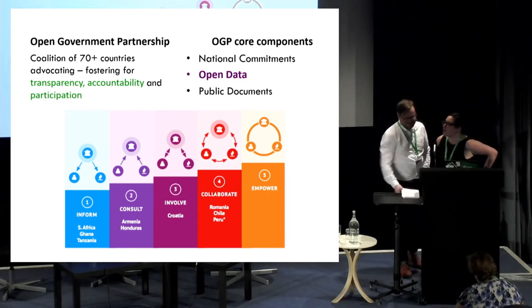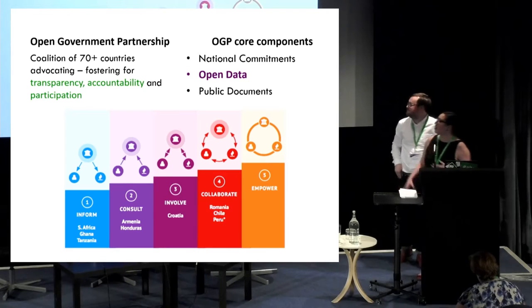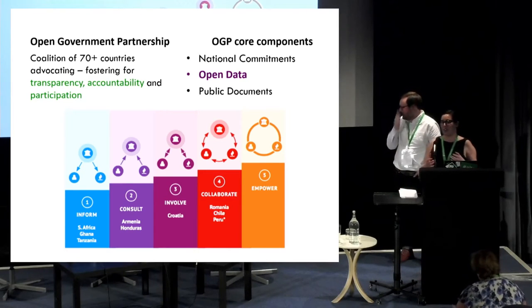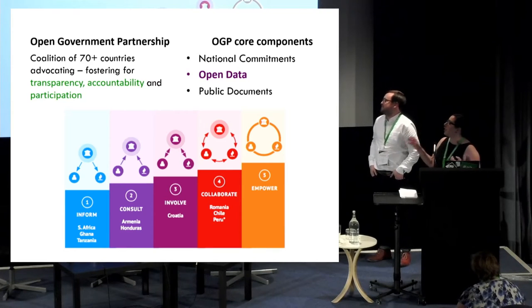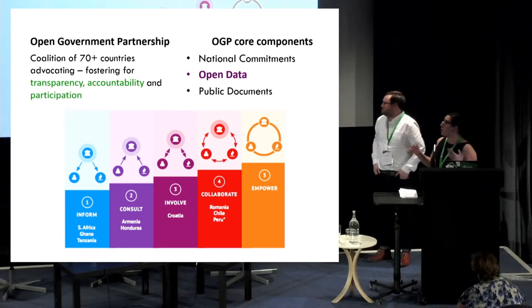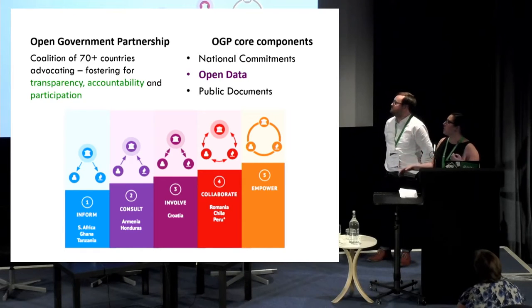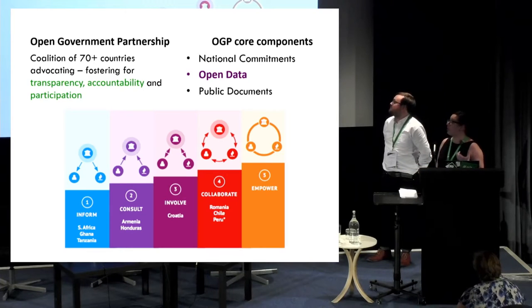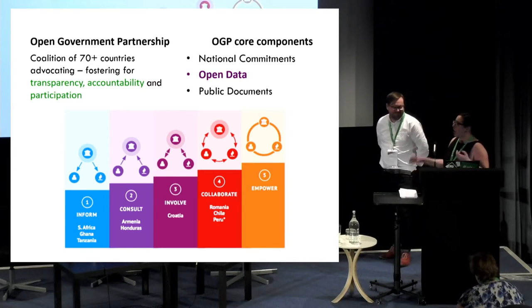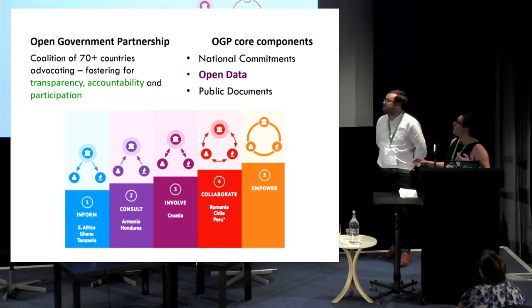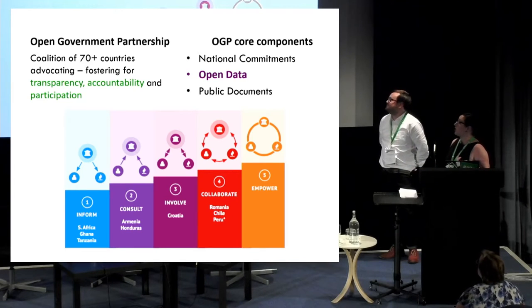Okay. One of our aims is to talk about how we shape participation and what we mean by participation. So we're looking at the focus of our study, the Open Government Partnership. The Open Government Partnership is a coalition of over 70 countries that advocate for and foster transparency, accountability, and participation. What do they mean by participation? How do they foster participation? The OGP has three core components: national commitments, open data, and public documentation. And it's layered at five levels.